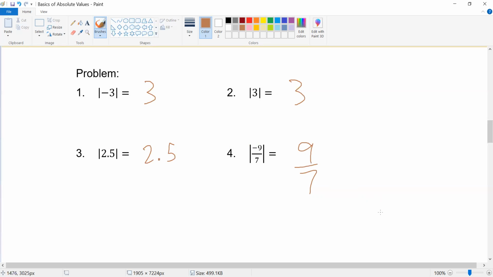And there you go. That's the basics of absolute values. It's just the positive distance from 0.